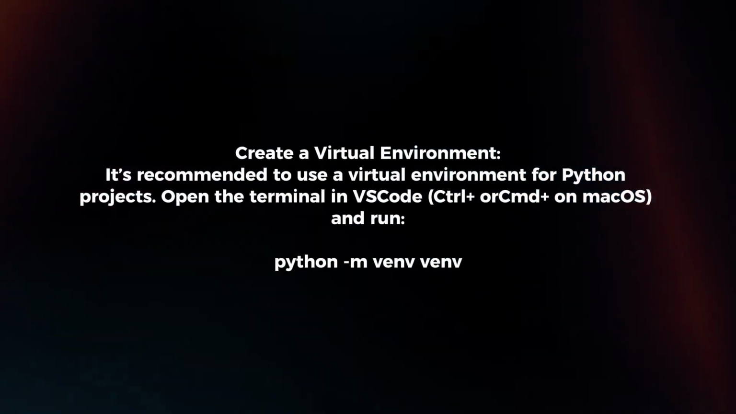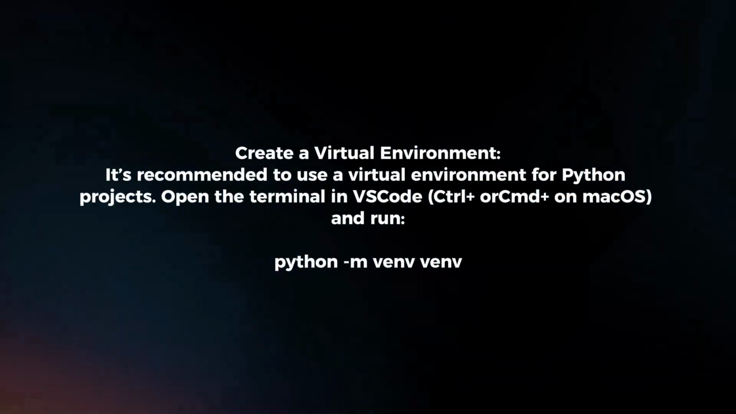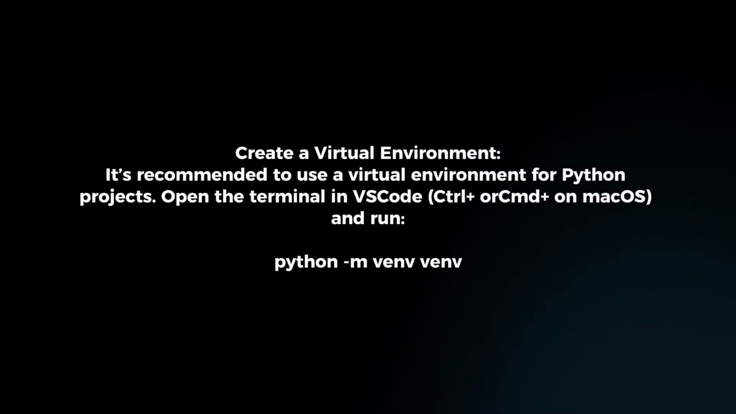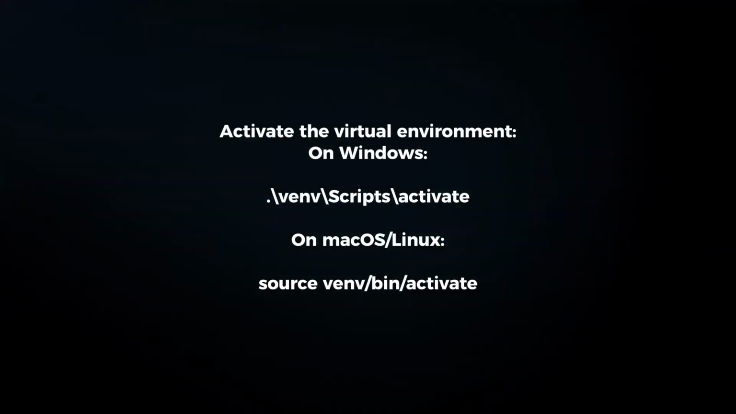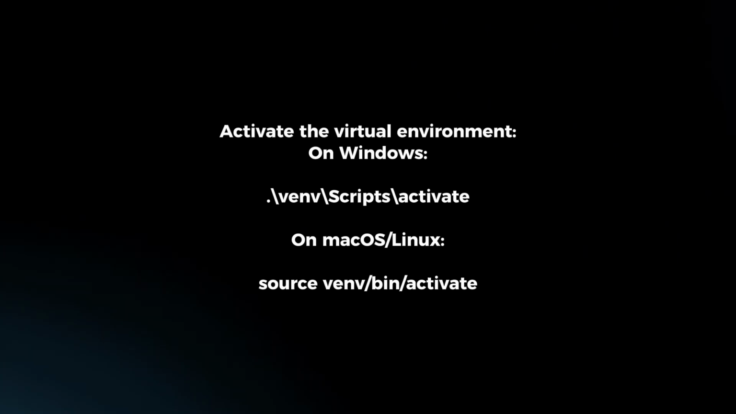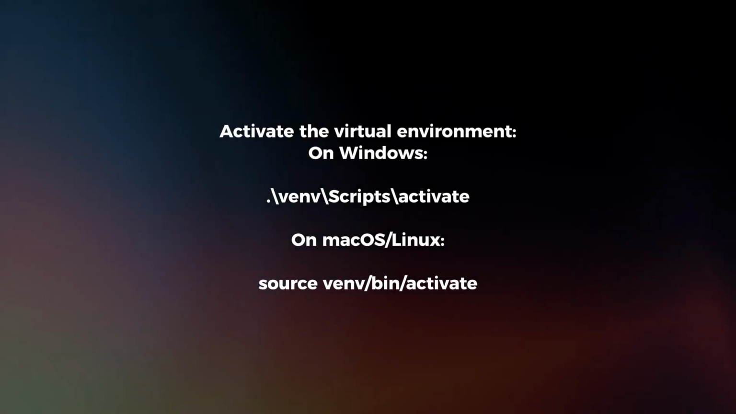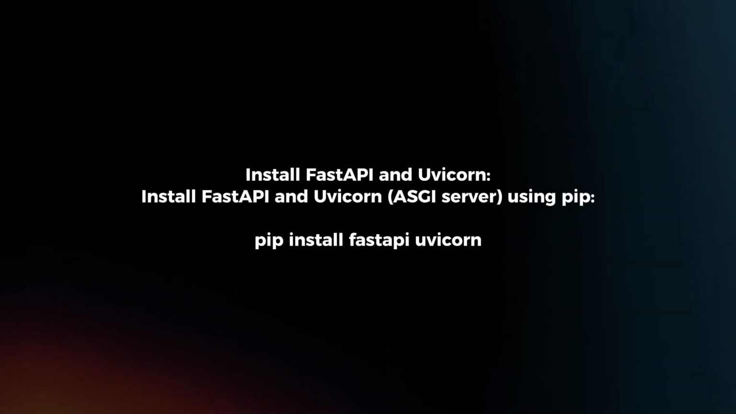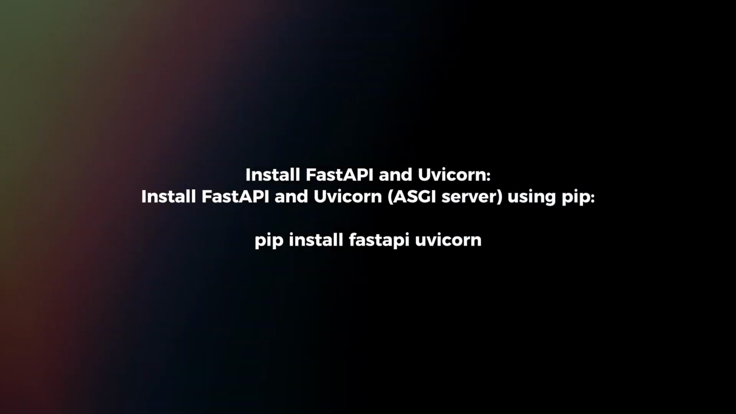Create a virtual environment. It's recommended to use a virtual environment for Python projects. Open the terminal in VSCode and run the following. Activate the virtual environment. On Windows. On macOS or Linux. Install FastAPI and Uvicorn. Install FastAPI and Uvicorn using pip.